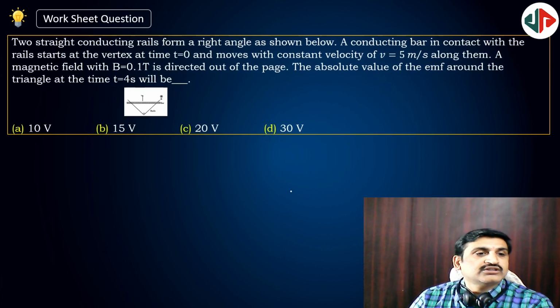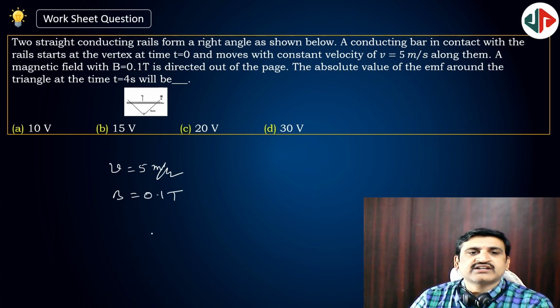Next, two straight conducting rails form a right angle as shown in the figure. Fine. The conducting bar is in contact with the rails, starts at the vertex at t equal to 0, and moves with constant velocity 5 meters per second. Then the magnetic field B is 0.1 Tesla at that region, directed out of the page.